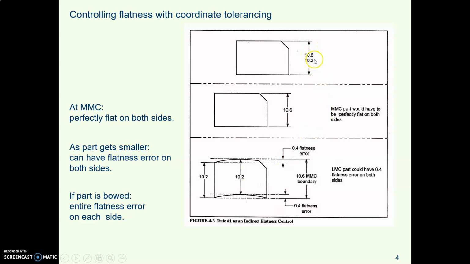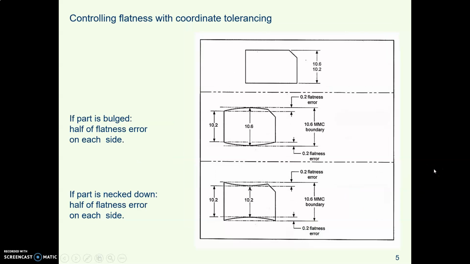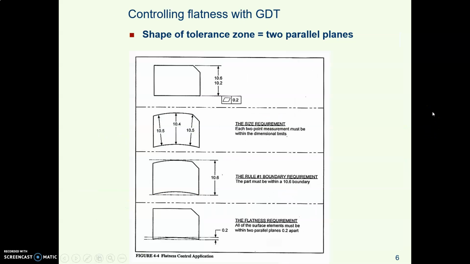And if it were the least material size, if it were 10.2, you could have a situation where it was 10.2 all the way across, but it fit inside a 10.6 boundary, and so you could have a bow in the part, a flatness error of 0.4. Different shape errors happen depending on whether it's bowed or bulged or necked down. You can see there are different possibilities.